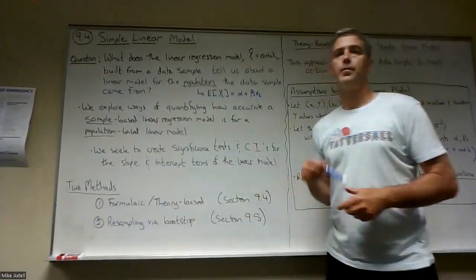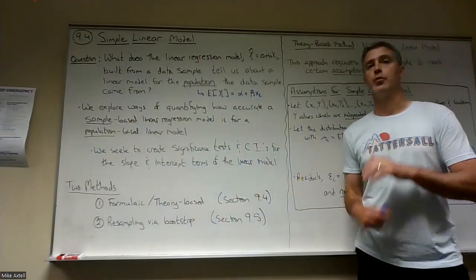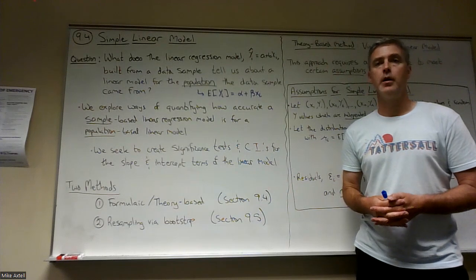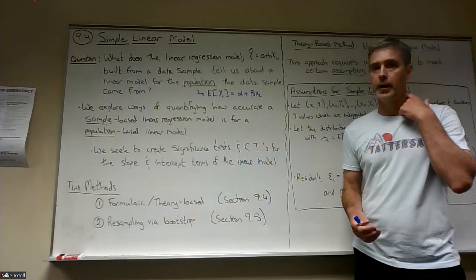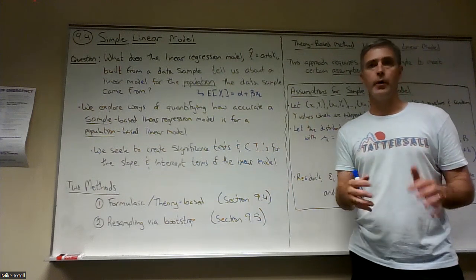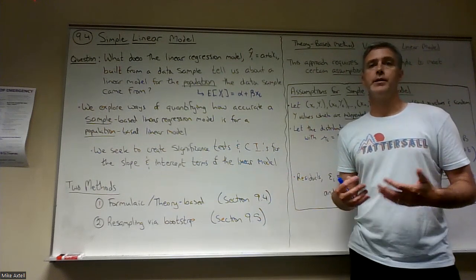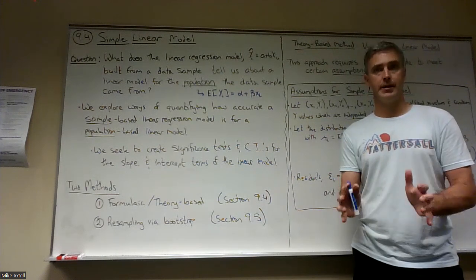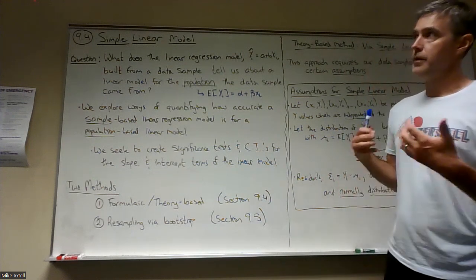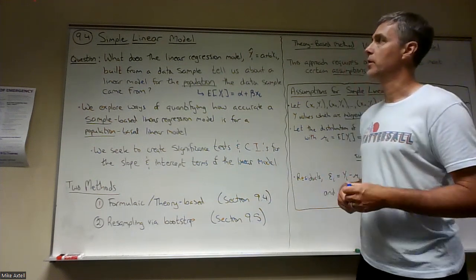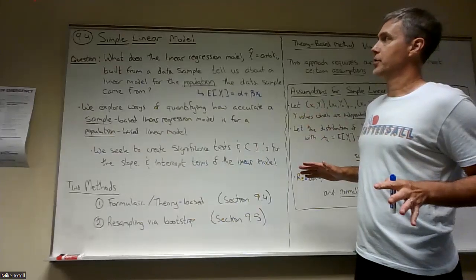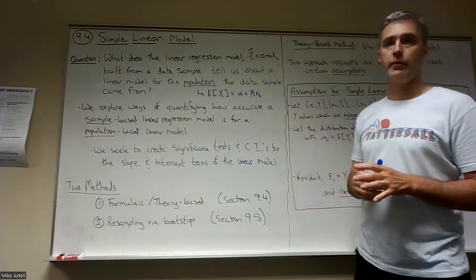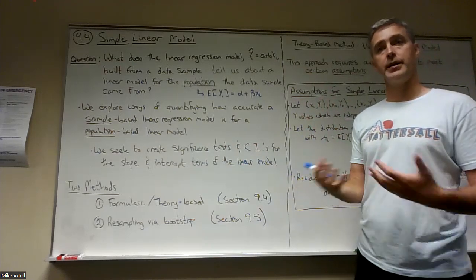Okay, so this is the first video for section 9.4, where we're going to talk about what we call the simple linear model. What we've done so far, 9.1 through 9.3, is given a data set, x1, y1 up through xn, yn, we figured out this linear regression, this line of best fit for that data set. So in section 9.4, we ask the question, how does that linear regression model for a given data set compare with the linear model for the entire population that the data set came from?